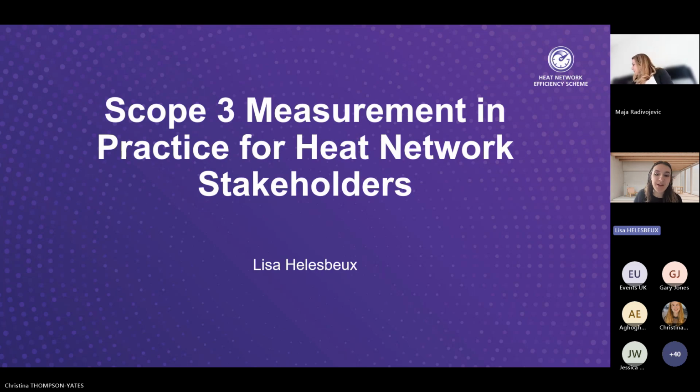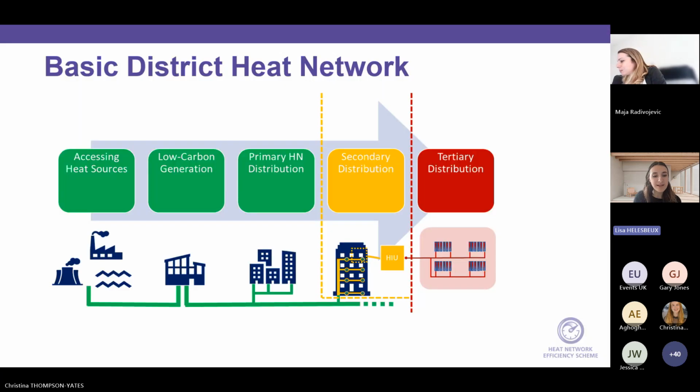So what we're going to do now is move from the theoretical overview of the Scope 3 categories that Jessica and Maya just walked us through into something more practical. We'll walk through a couple of examples with different ownership structures, and we'll discuss how emissions impact flows across the different stakeholders involved.